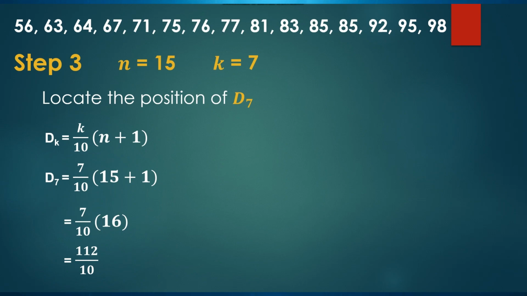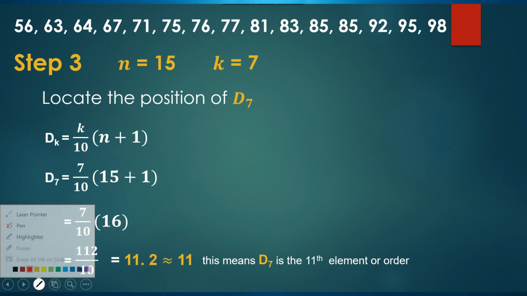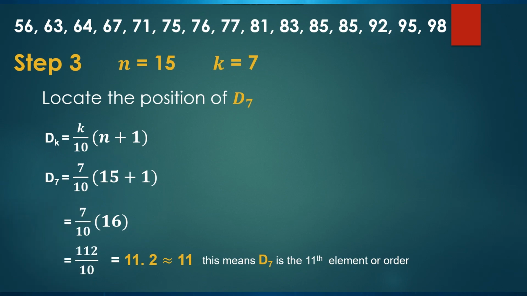112 divided by 10 is equal to 11.2. Round down, that is approximately 11. So this means that D7 is the 11th element in order. We count the data from 1 to 11: 1, 2, 3, 4, 5, 6, 7, 8, 9, 10, and 11. Therefore, D7 is equal to 85.